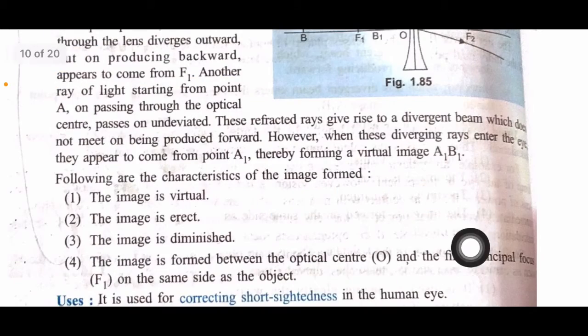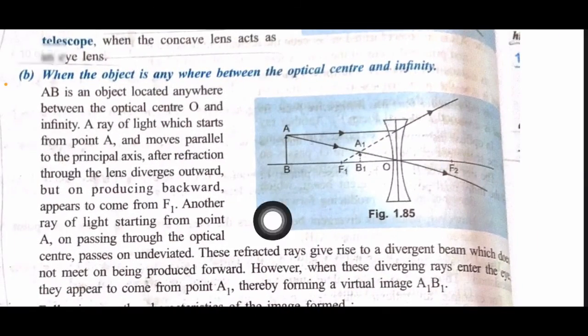In the case of this, the image is always virtual, the image is always erect, the image is diminished, that means the image is still small, and the image is formed between the optical center and the first principal focus F1 on the same side as the object. That means it is a virtual image. Any image which is formed on the same side as the object is considered a virtual image. Any image that is formed on the opposite side of the object is considered a real image.